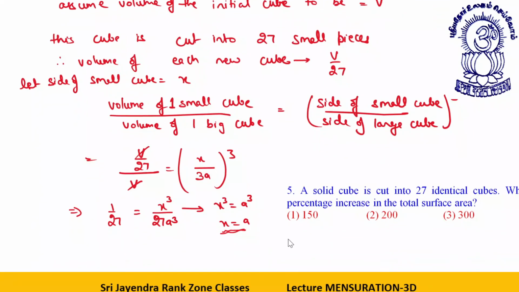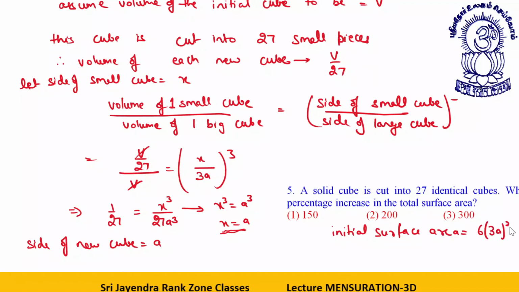Now the side of the new cube is what? This is A. I'll be telling you the shortcut very soon. The side of the new cube is equal to A. A solid cube, what is the percentage increase in the total surface area? What was the initial surface area, dear students? Initial surface area is what?